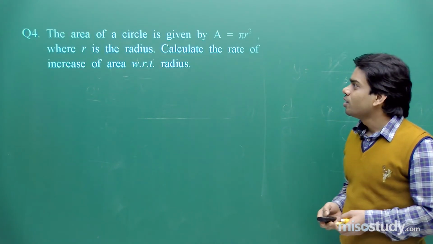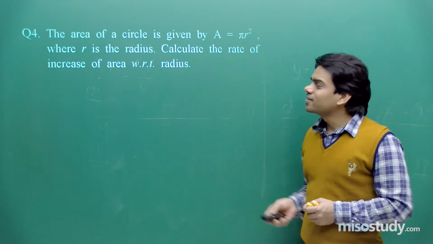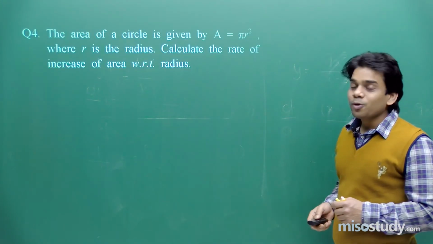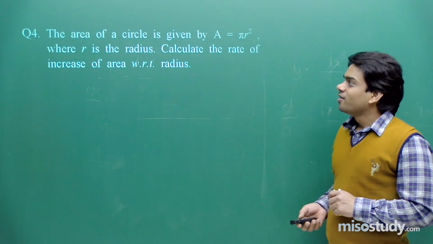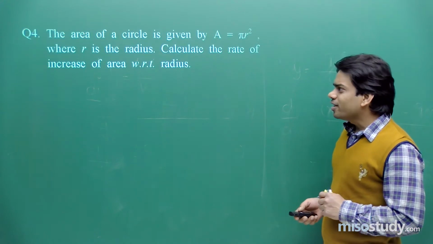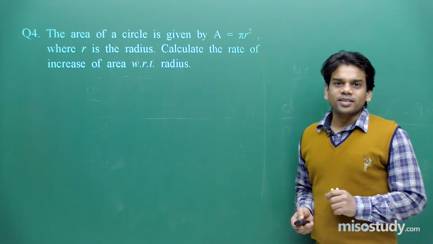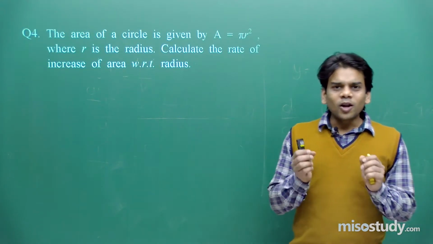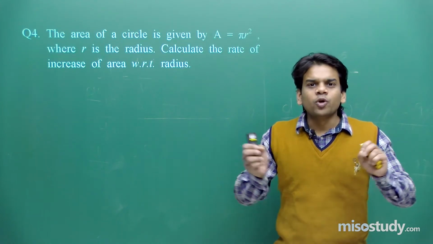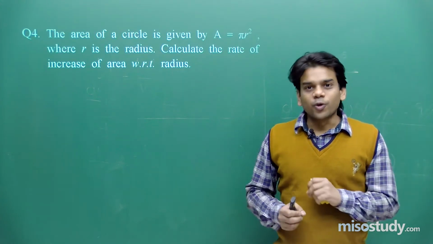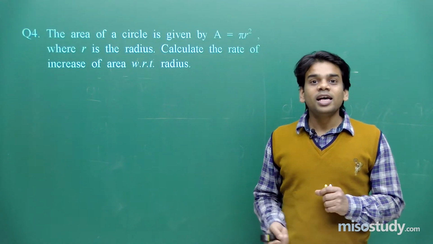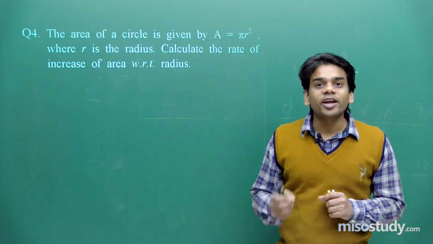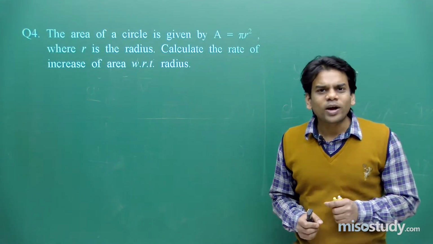Let's go ahead. Fourth one, the area of a circle is given by A equals pi r square. We all know that area of a circle is A equals pi r square, where r is the radius. Calculate the rate of increase of area with respect to radius. Now see here, whenever the radius is going to increase, the area is also going to increase. But how the rate of increase of area is dependent upon the rate of increase of the radius, how to find out that?